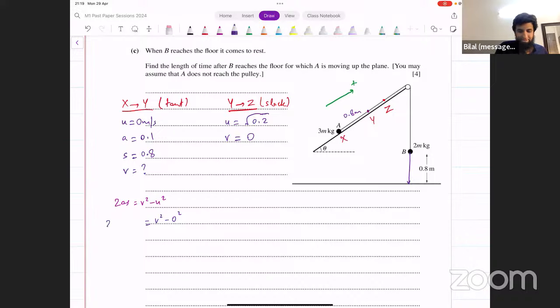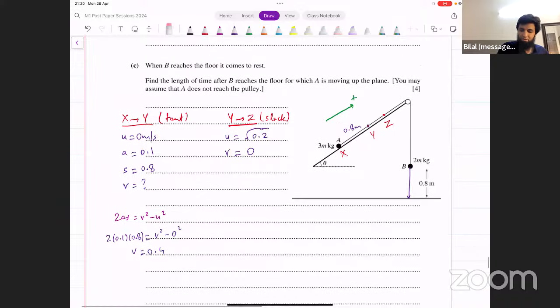This is 2 into 0.1 into 0.8. There was 0.8 there as well, which I missed. That becomes 0.2 into 0.8, which is 0.16, and the square root of that gives me 0.4. This velocity is actually turning out to be 0.4, not 0.2.